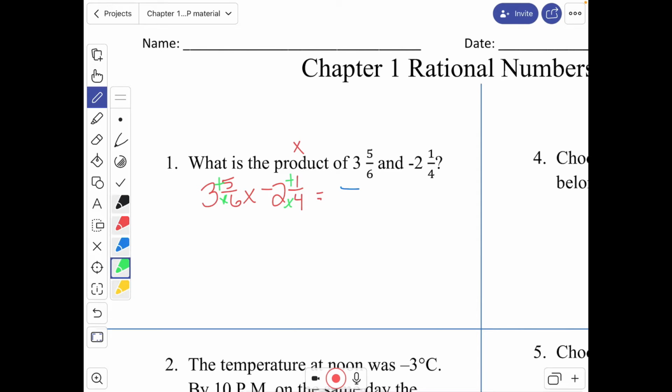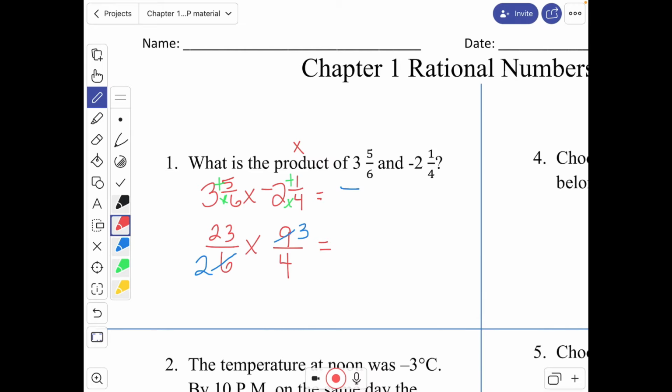So it would be 6 times 3, which is 18. 18 plus 5, 23 over 6, times 4 times 2 is 8. 8 plus 1 is 9 over 4. And then we look for places we could simplify. We could simplify 6 and 9. Both of those could be divided by 3. 6 divided by 3 would make 2, and 9 divided by 3 would be 3.